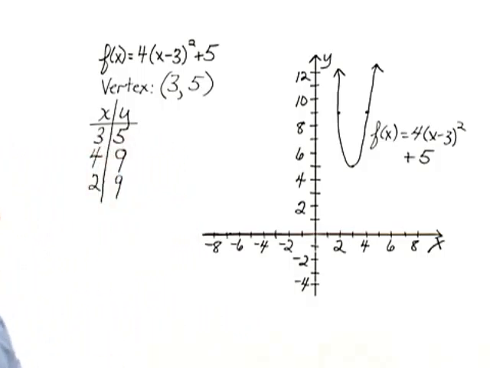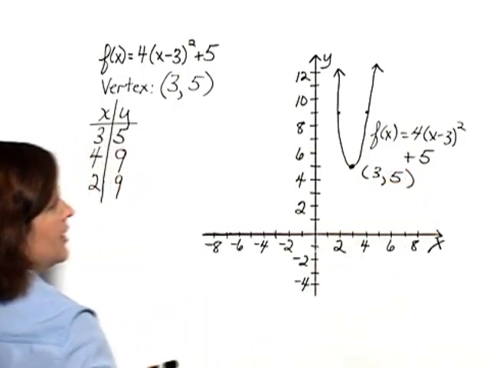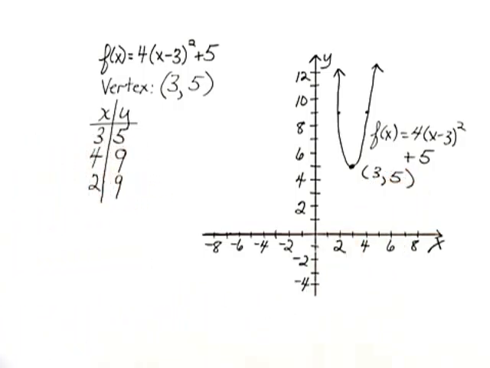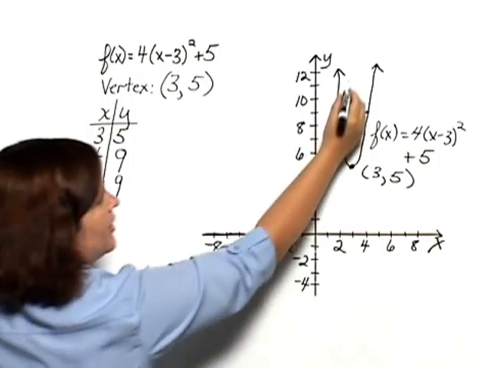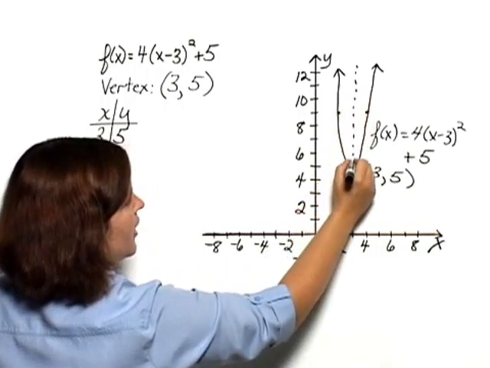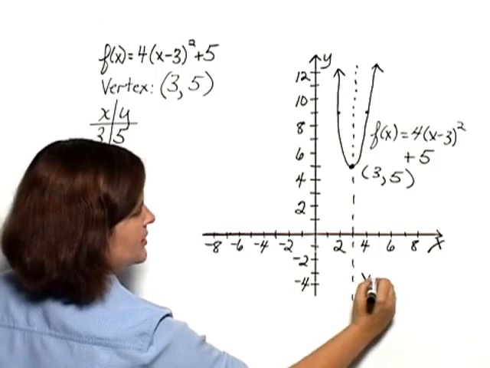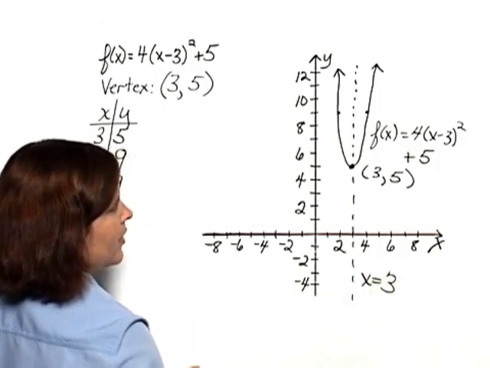Part B, we're asked to label the vertex. Well, we know what that is, (3, 5), so we just label it (3, 5). And in part C, we're asked to draw the axis of symmetry, which is the line that goes right through the middle of the graph. And we can just draw that as a dashed line. And we can label that. That would be the line x equals 3.